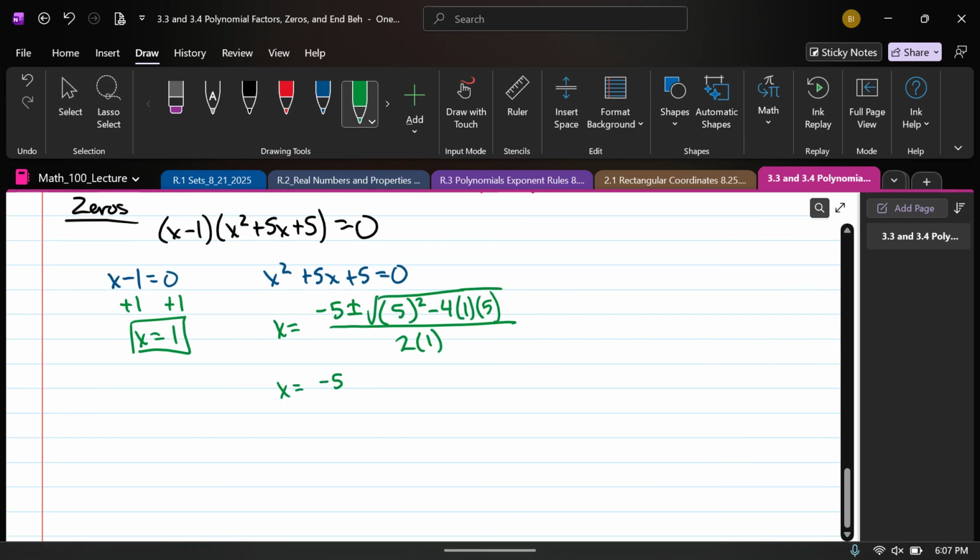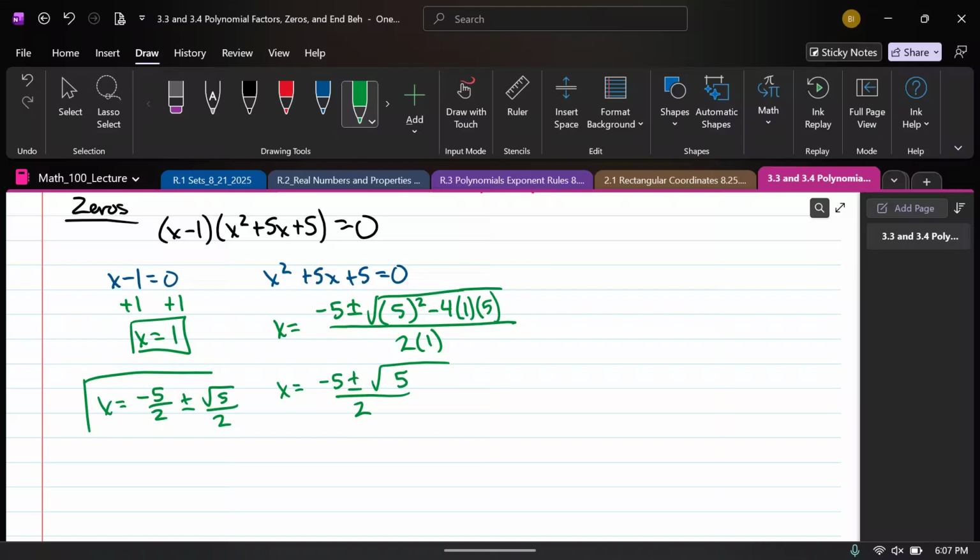So negative 5 plus or minus the square root of 25 minus 20 is 5 over 2. And that doesn't break down any further. I would write it like this: negative 5 over 2 plus or minus radical 5 over 2. That's how I would write it. I think that's how they'll write it on the final and probably on Canvas and stuff. That's how they'll usually write it.